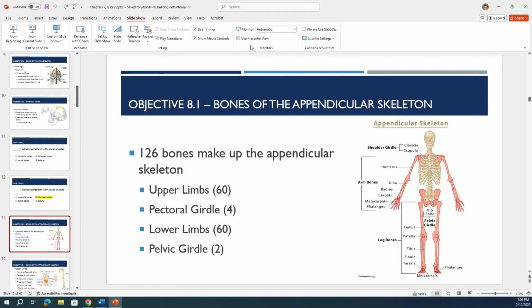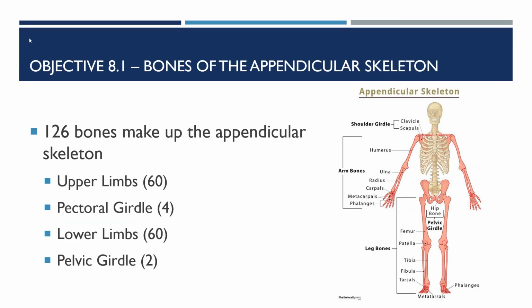Alright, so we're going to continue on with the rest of our skeleton. The last video was on the axial skeleton. This video is going to cover your appendicular skeleton. The axial was comprised of 80 bones, and then the appendicular is going to be the remaining 126 bones, for a total of 206.